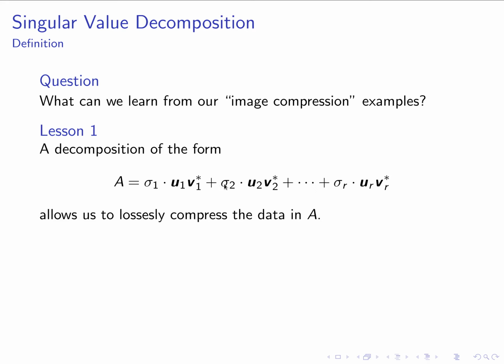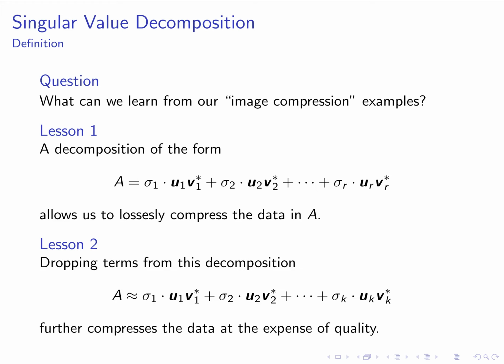Then we have a next term, sigma 2, which is multiplied by column vector times row vector. And we keep going until we get to a last term, which is sigma r, multiplied by column multiplied by row. So the idea is that a decomposition that takes this form would allow us to losslessly compress the data inside of our original matrix A.